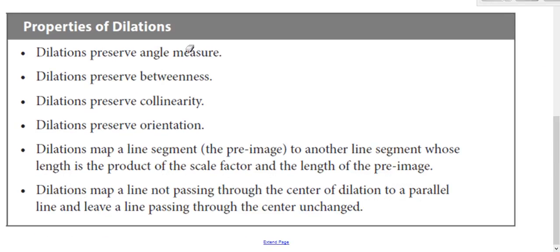So it preserves angle measurement. Angles won't change because the shape isn't changing. Betweenness, it's a weird word, but it just means if something is between two other parts of the picture, that's going to stay that way. Collinearity, if it's a straight line, it's a straight line. Orientation also stays the same.